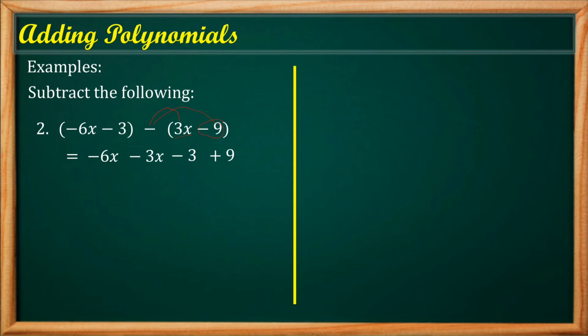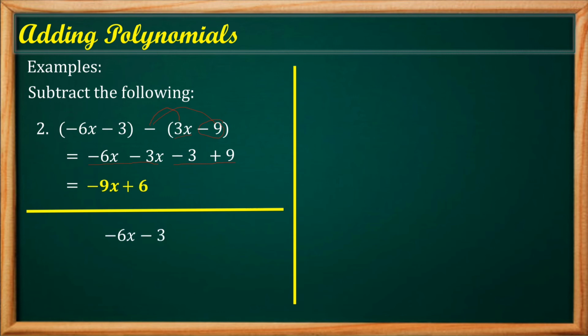Then, we will have here similar terms. Proceed to the addition. Pwede natin gawin yan. Okay? Distribution tayo. Distributive property. Okay. Then, negative 6x minus 3x is negative 9x. Then, negative 3 plus 9 is positive 6. The same with if we will arrange that one in column.